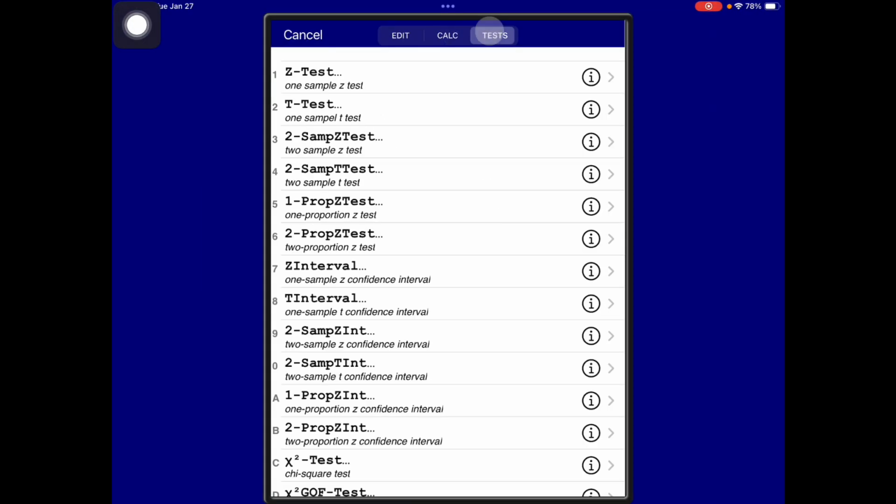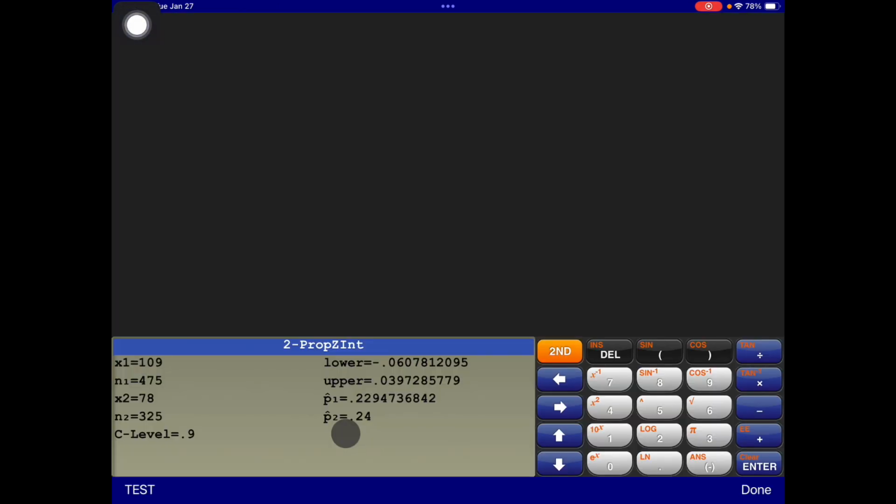On the graphing calculator, we're going to go to stat, test, and then down to 2-PropZInt for our confidence interval. Make sure you enter in x1, n1, x2, and n2. And then also your C level or your confidence level is 90% or 0.90. And then when you do this and you select enter, you are going to get a lower bound and an upper bound. We're going to round these correctly to 3 decimals.